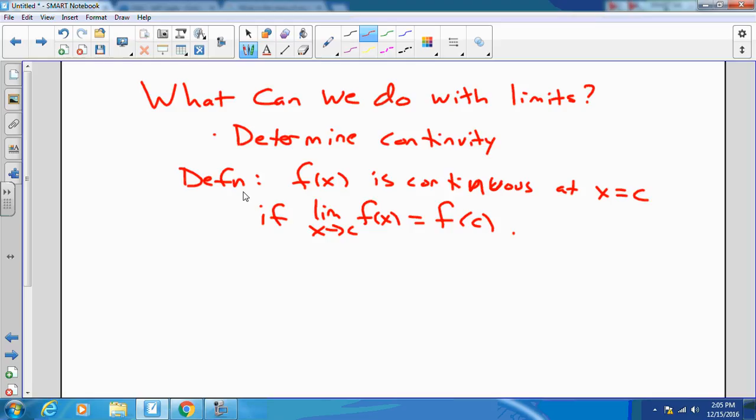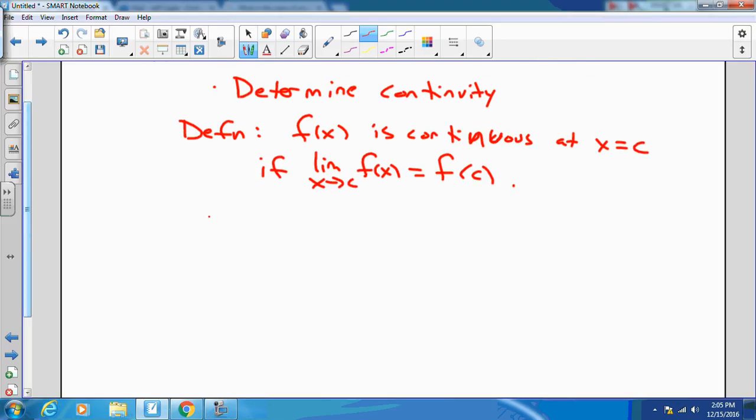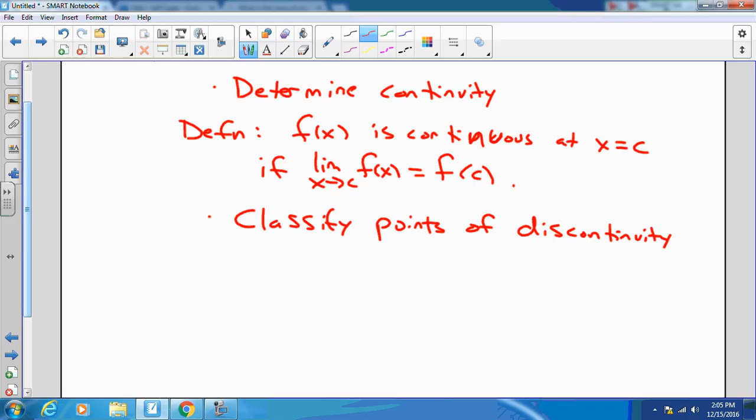And so we can use limits to show that a certain function is continuous at a certain point, or at a general point. So, for example, the content of our polynomial theorem, the limit as x goes to c of p of x equals p of c, is another way of saying that polynomials are continuous functions. If we do not have continuity, then we can classify our points of discontinuity.